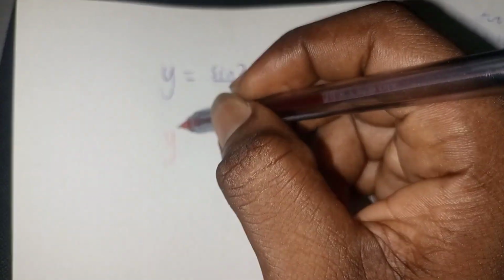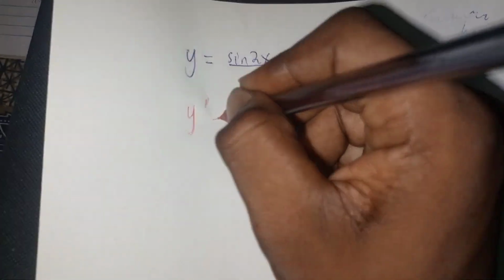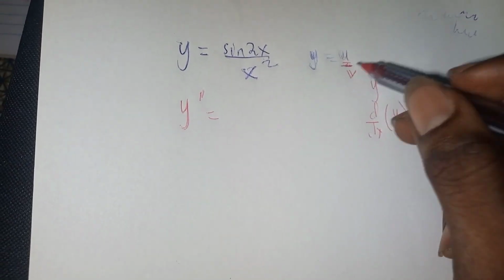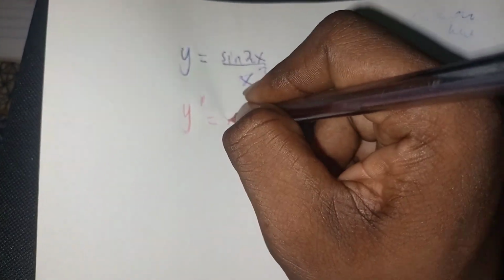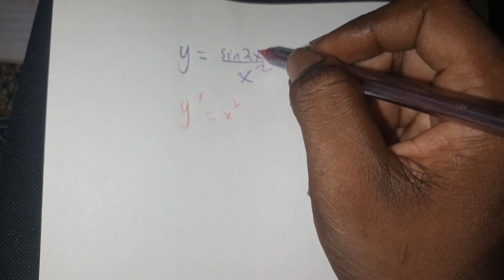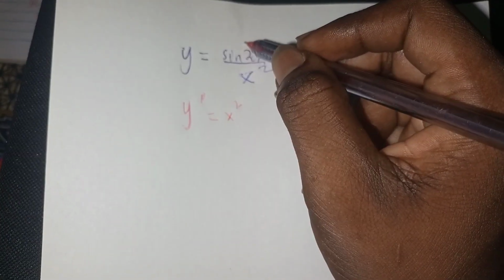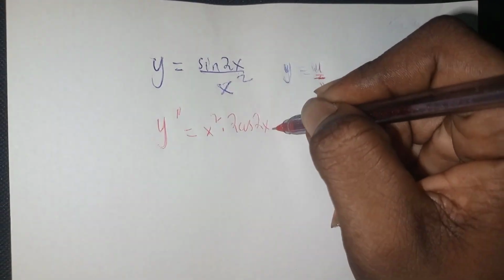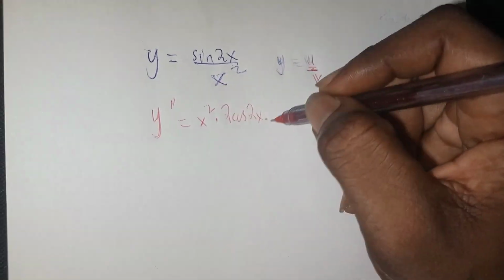So our derivative y prime is equal to our v, which is x square. Look, that's our x square. Then our du dx, which is from sine 2x. So when we differentiate sine 2x, what are we going to do? That's going to be 2 cos 2x. How did we get this 2 cos 2x?